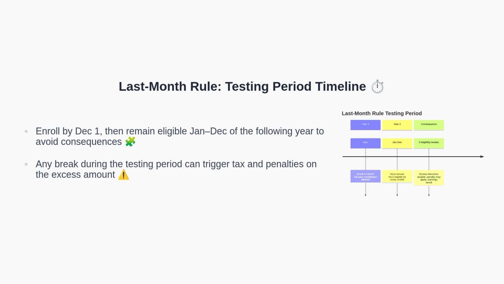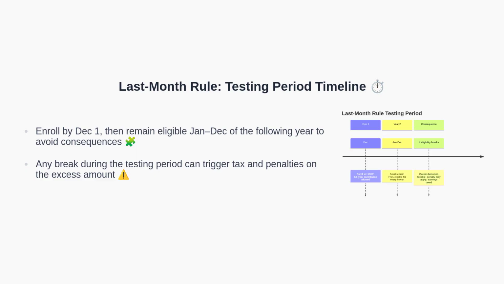This timeline illustrates the last month rule. If you enroll in an HDHP by December 1st, you may contribute as if you were eligible for the entire year. However, you must then remain HSA eligible for each month of the following calendar year. Any break in eligibility during that testing period can cause the excess portion of your contribution to be included in income and potentially subject to penalty, and earnings on that excess may be taxed.